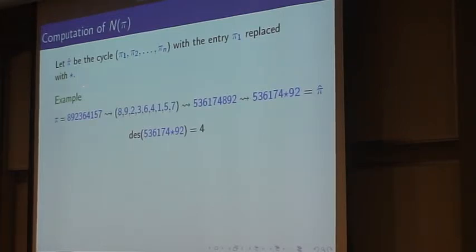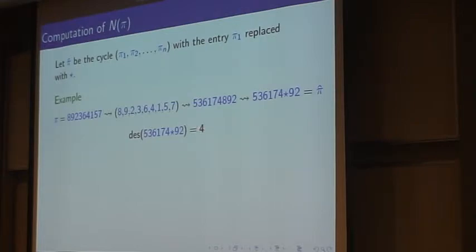So if you have pi, you consider this other permutation pi hat, which is a cycle, whose cycle notation is this. And then you replace the entry pi sub 1 with a star. So here's an example. If this is pi, you consider this permutation that's an n cycle. You write it in one line notation, and then this 8 that was pi sub 1, you replace it with a star. So this is pi hat.